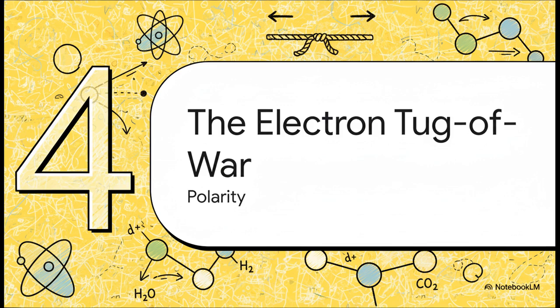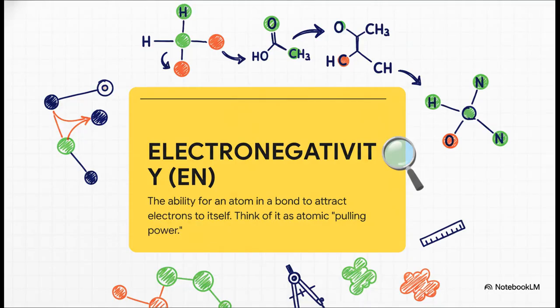So now that we have the 3D shape, we can add the final, crucial detail to our blueprint, the molecule's electrical personality. And it all comes down to an invisible game of tug-of-war. Right. This tug of war is called electronegativity. You see, some atoms are just greedy. They're electron bullies. They pull way harder on shared electrons than other atoms do.